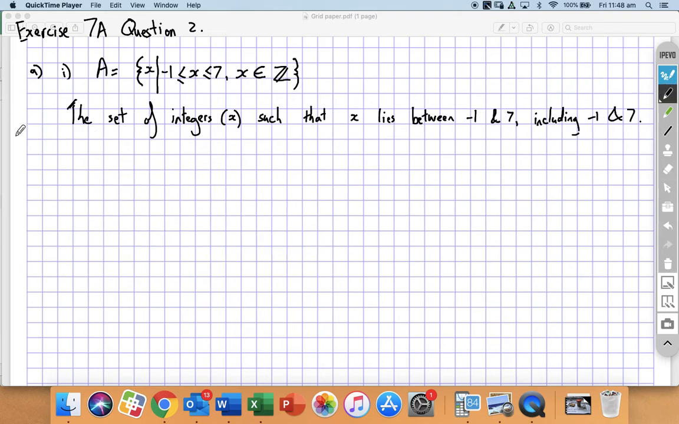All right, that was part 1 of that question. Part 2, what does it say in the book? Let's have a look. List the elements of A. So that's all the possible X values, the elements. List the elements. We've got -1, 0, 1, 2, 3, 4, 5, 6, and 7.